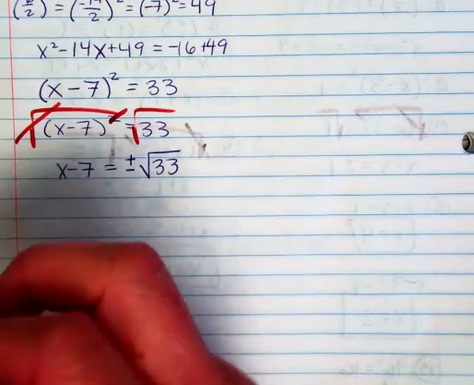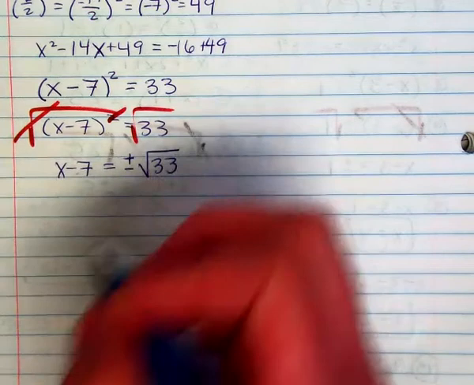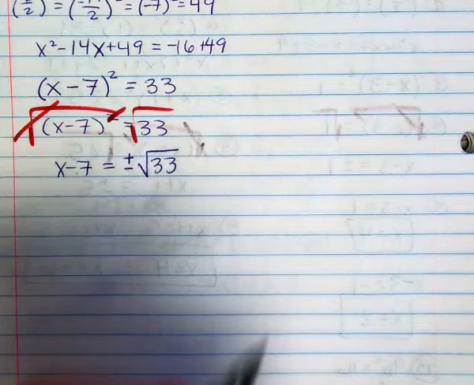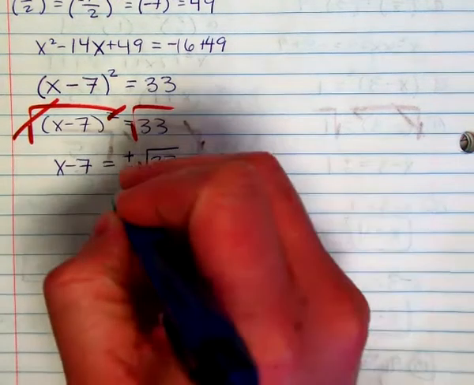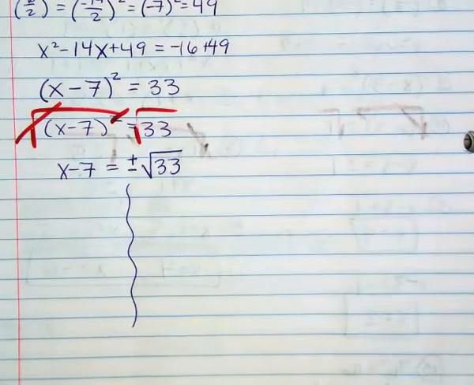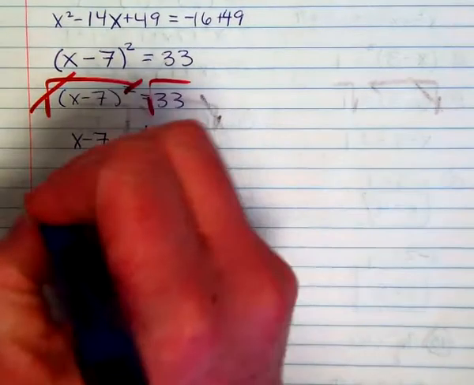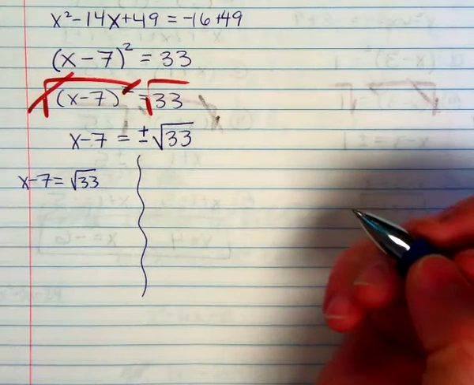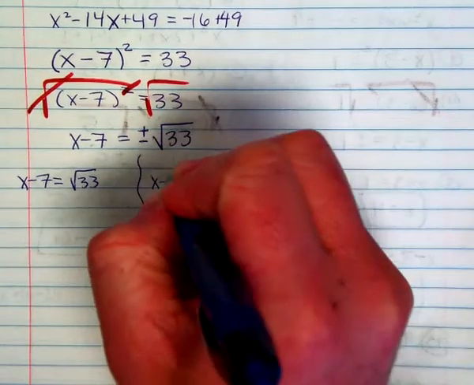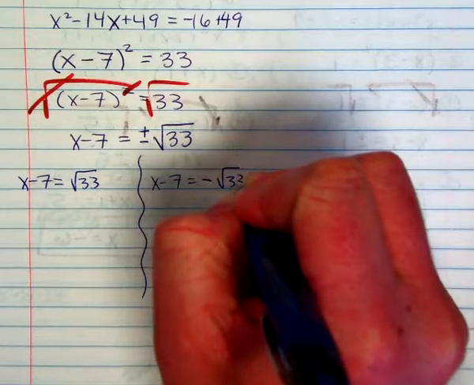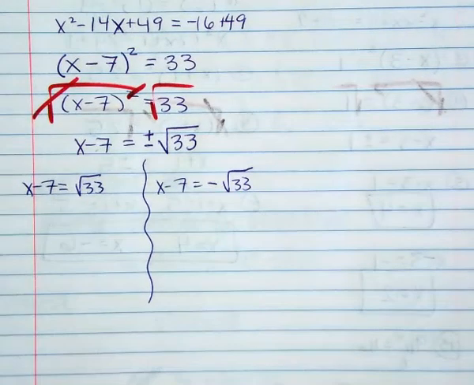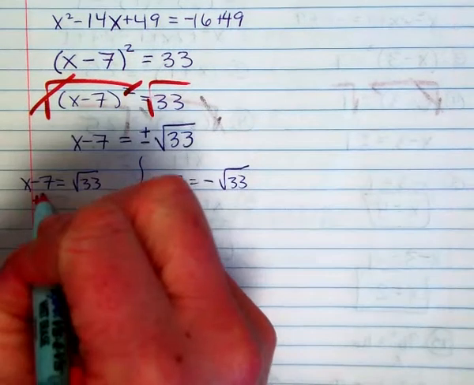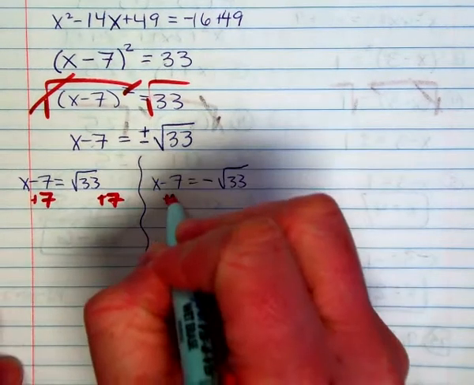Please remember we were asked to solve this, which means at the end I need x equals something. The rest of this problem is still the same as what we did before. I still split this, and I'm going to solve for positive and negative. I need x minus 7 equals positive root 33. I need x minus 7 equals negative root 33. There's only one step left in this process. That is to solve by adding a whole 7.